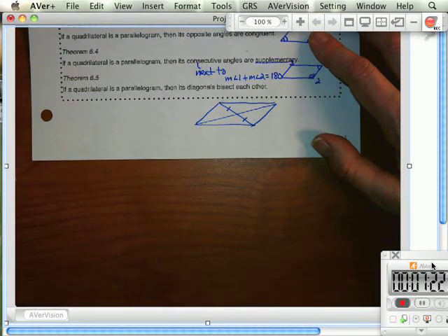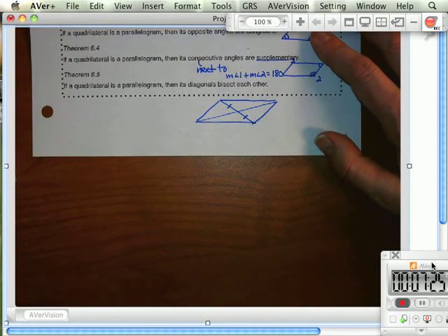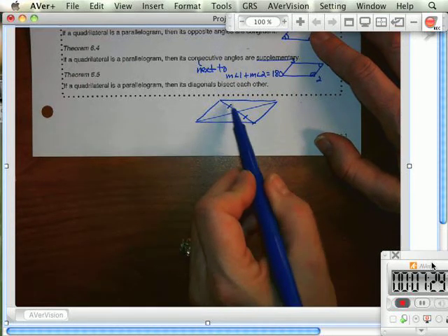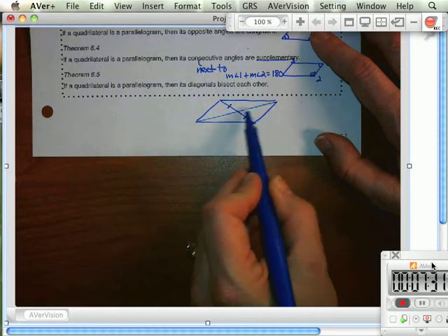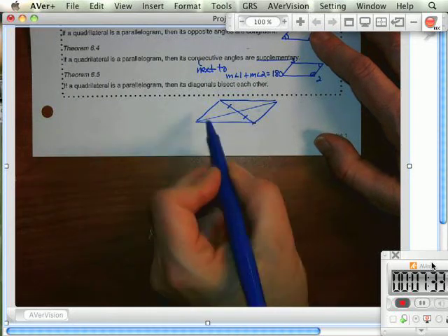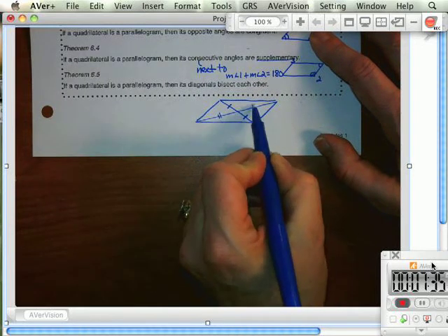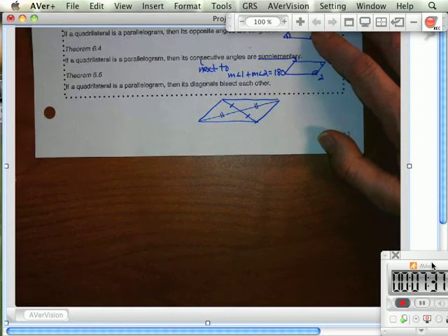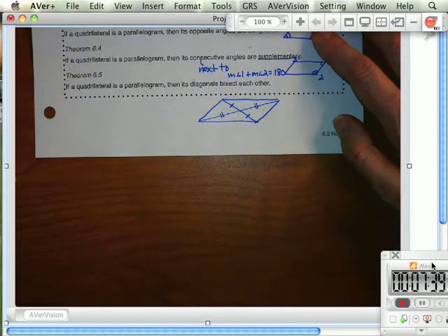Whoa, slow down. This diagonal cuts this one exactly in half, but there are different lengths, so I'm going to show them like that. Okay? So the diagonals bisect each other.